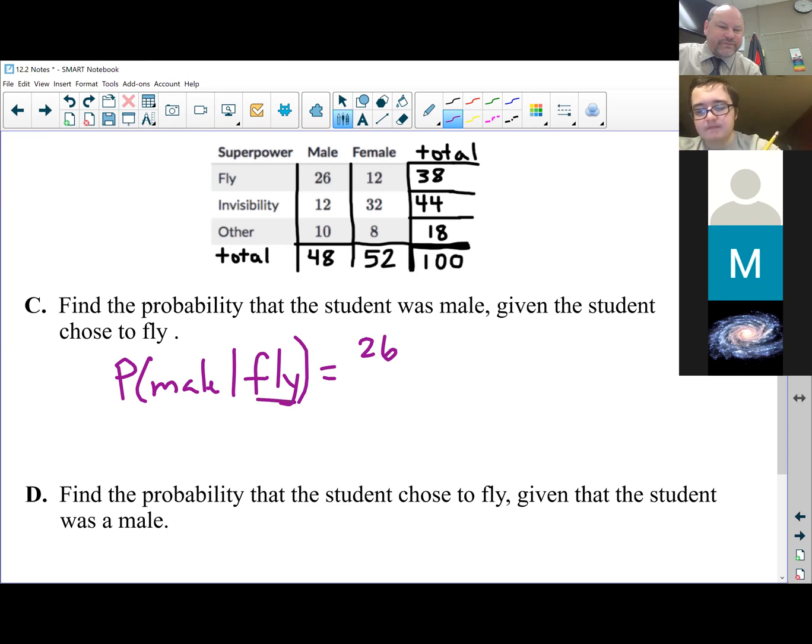So the given is flying. How many total people chose flying? 38. Sorry. Not a problem, that's okay. So, and then can I reduce? Yes. Shane, what does it reduce to? You divide it by 2 to reduce it to 13 over 19. There you go.